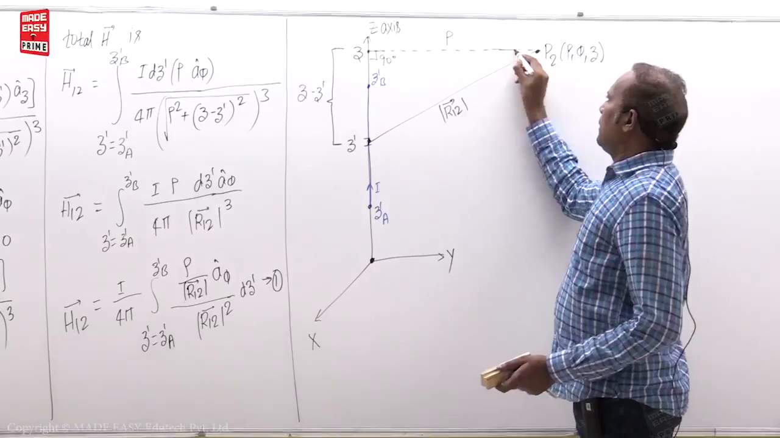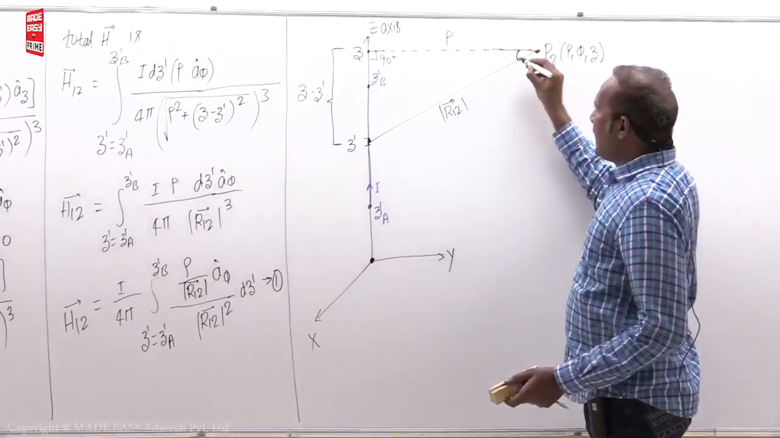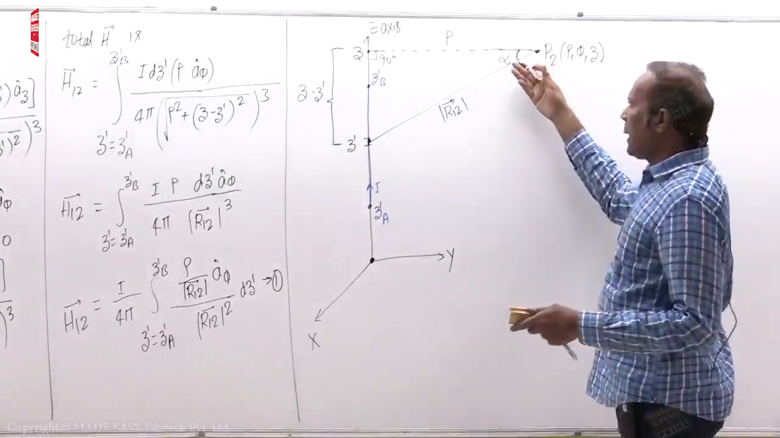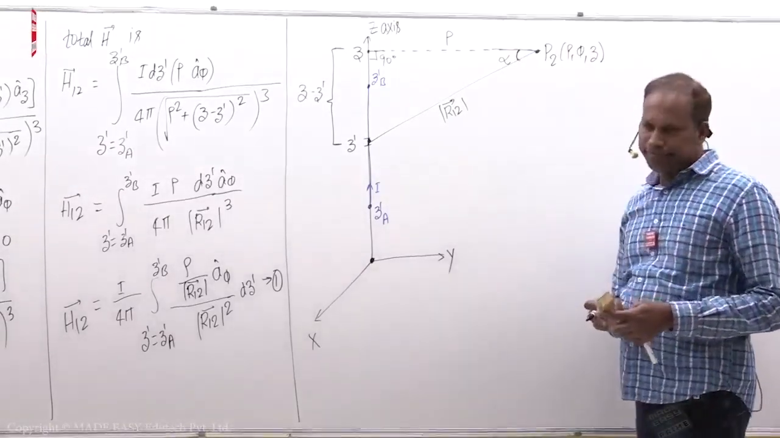Now here, some angle is there. I am taking this angle as alpha. You can take theta also. You can take any parameter, alpha, theta, like that. I am taking alpha as the angle.